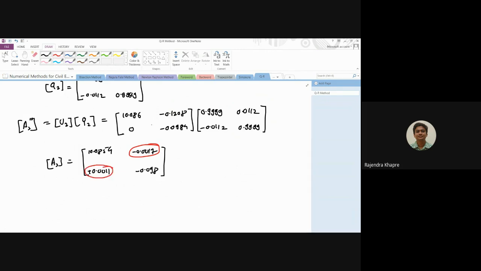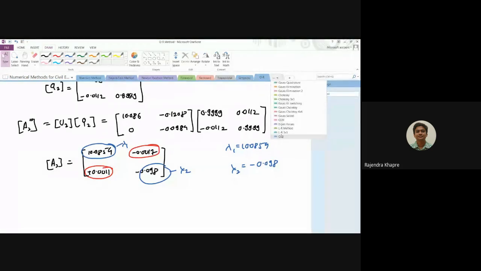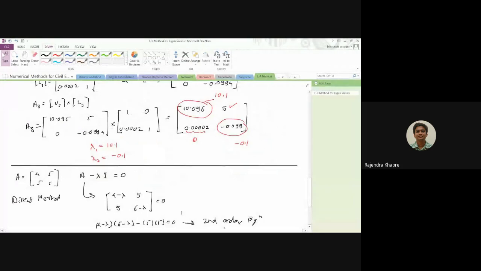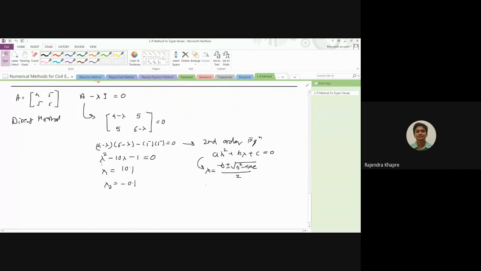So at the end what we can say is that the diagonal values are the lambda 1 value and the lambda 2 value. So your eigenvalues for this particular matrix are lambda 1, that is 10.0854, and lambda 2 is minus 0.098. And I think we have already solved this using the LR method probably. This is 4556. So you got the lambda 1 value as 10.1 and minus 0.1.